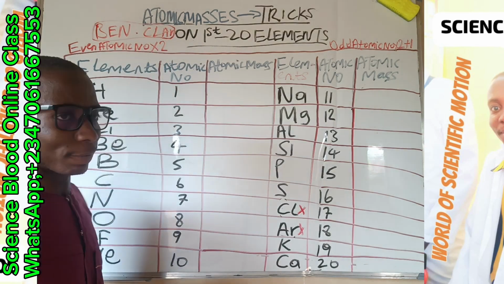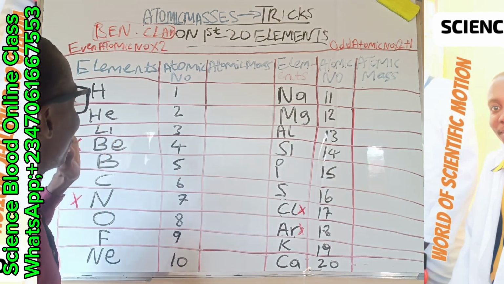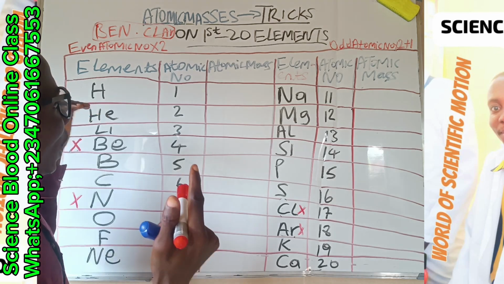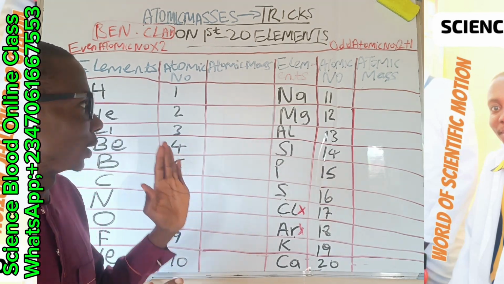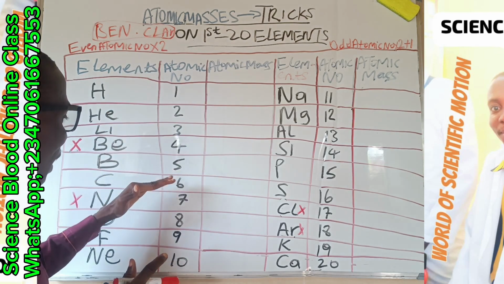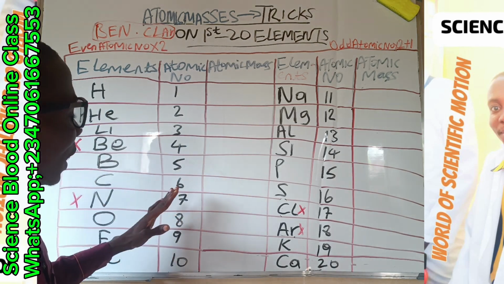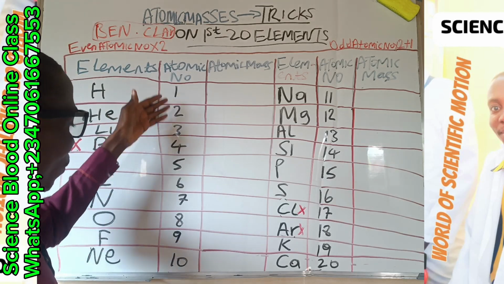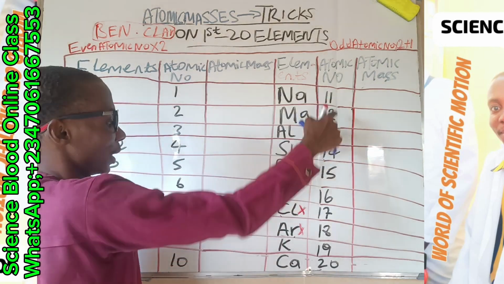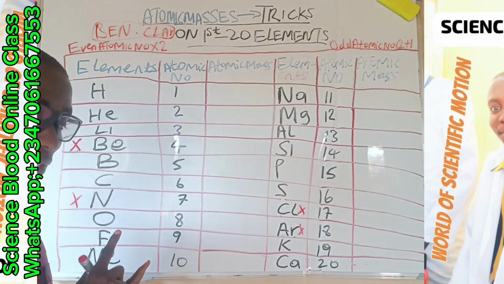Now for this trick, it says how to know the mass of each one from the first to the 20th element, in respect to their atomic number. In respect to the atomic number, you see how I arrange this. This is from 1 to 10, and this is from 11 to 20. See how I arrange this.